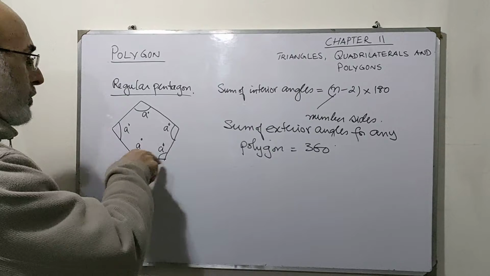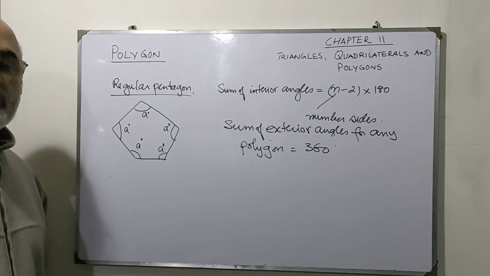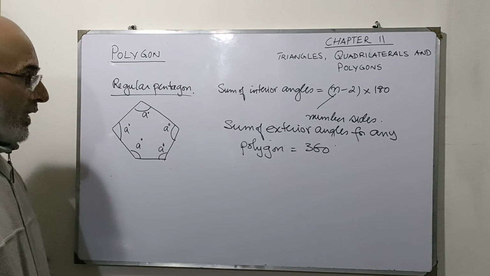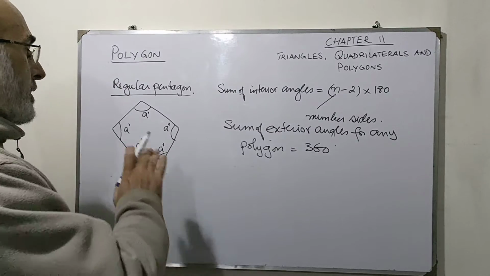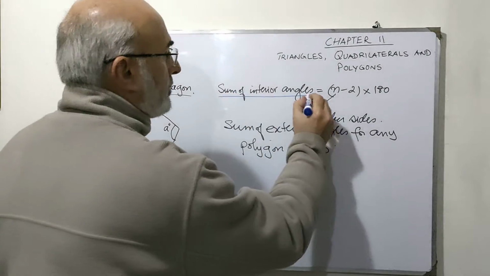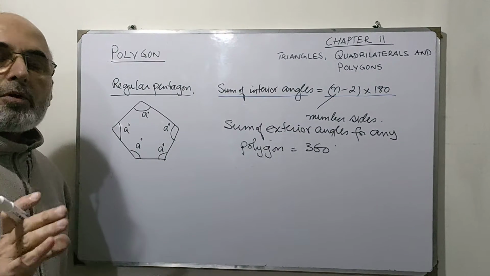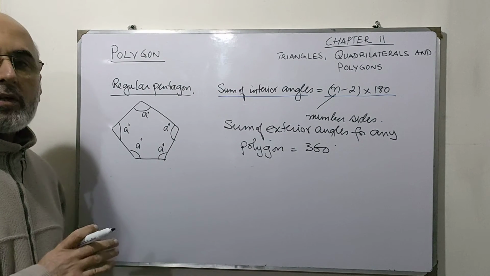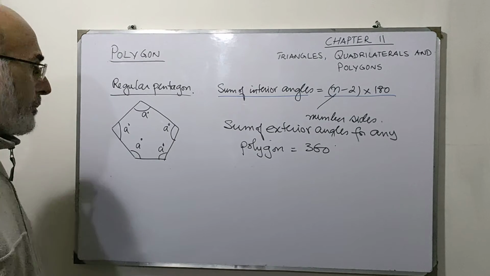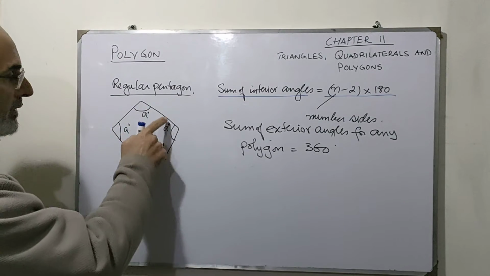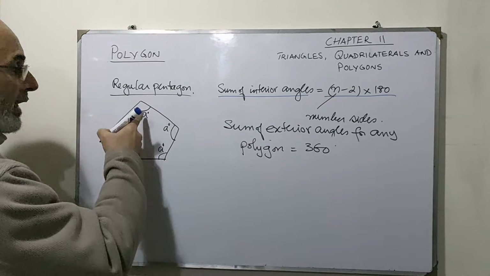Okay, we need to know what is the size of each angle. So what are we going to do here? Since we know with this formula that the sum of interior angles of a pentagon is equal to 540. Now how many angles here we have? 5. So all are equal.